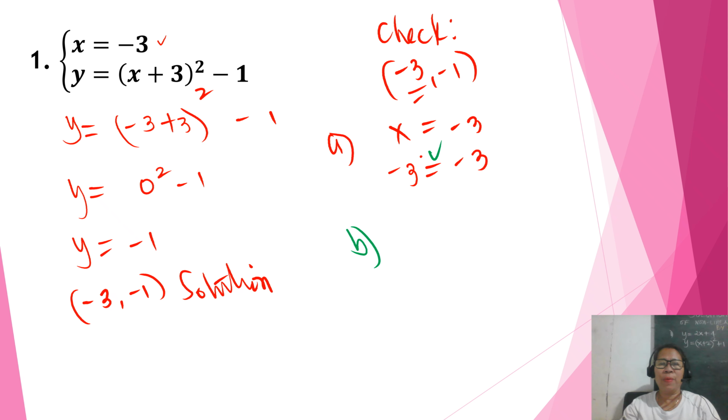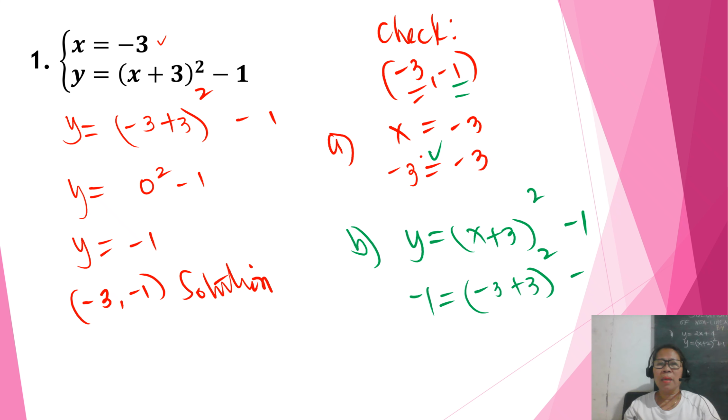Then how do we know if equation B is also true? Using (-3, -1), equation B: y is equal to (x plus 3) squared minus 1. What is the value of our y? It's -1. So -1 is equal to, our x is -3, -3 plus 3 is equal to 0, and 0 squared is equal to 0, minus 1. So it's -1. So meaning (-3, -1) is the solution to the system. Let us proceed to number 2.